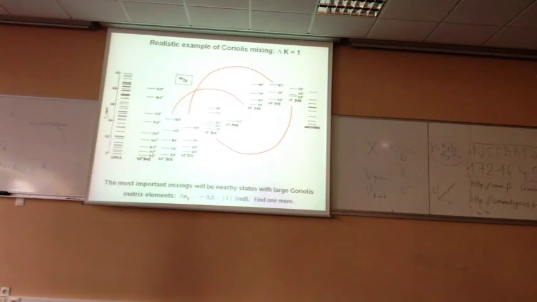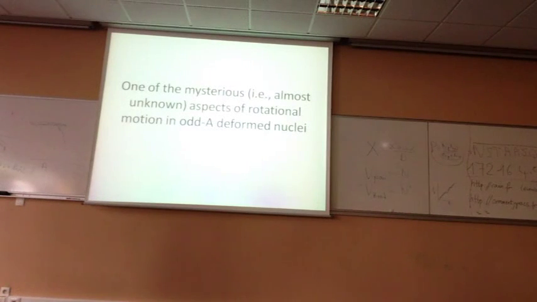And you can put in and do a Coriolis mixing calculation. It's almost always safe to do it as a sequence of two-state mixings. In principle, you should do multi-state mixing because this will mix with this, which in turn will mix with this. But it's a very good approximation usually, except for unique parity orbits, to do it as two-state mixing. And remember, this K equals 1/2 to K equals 1/2, that's the green one.